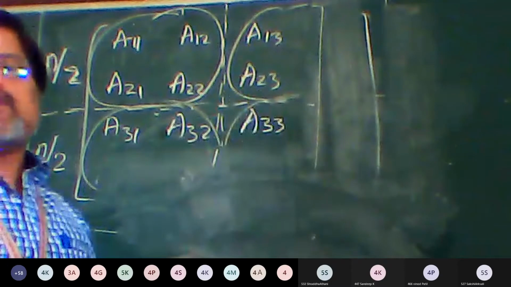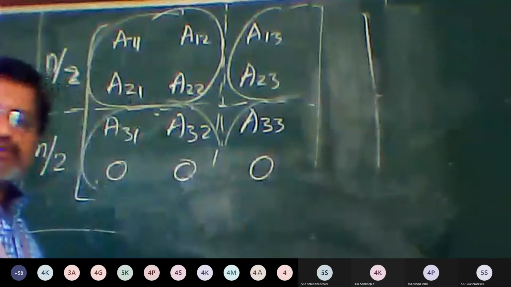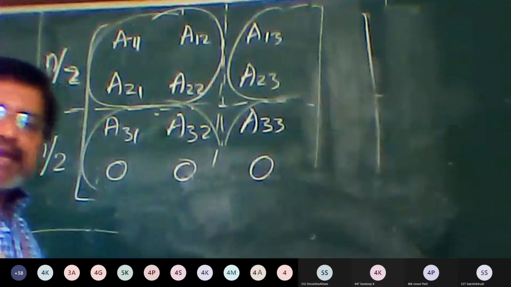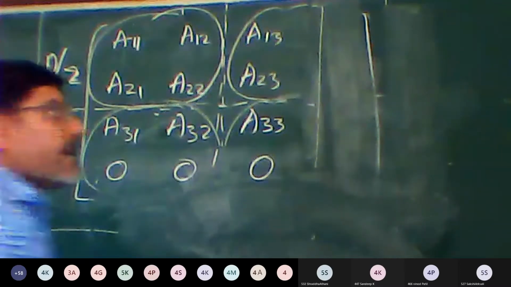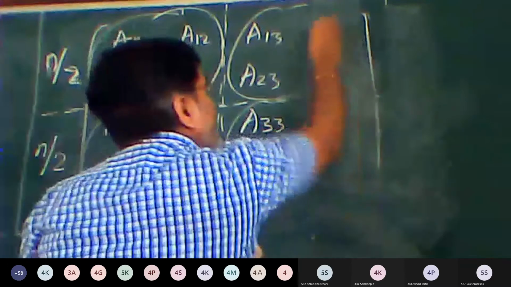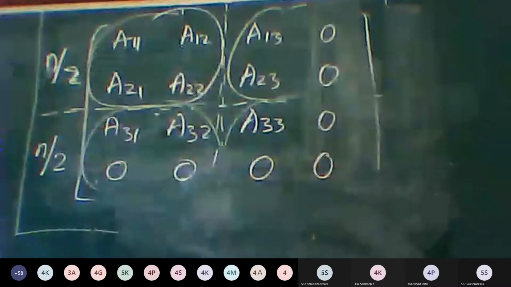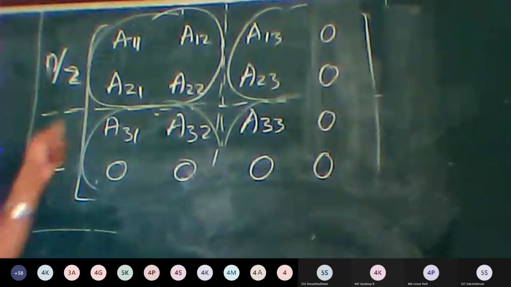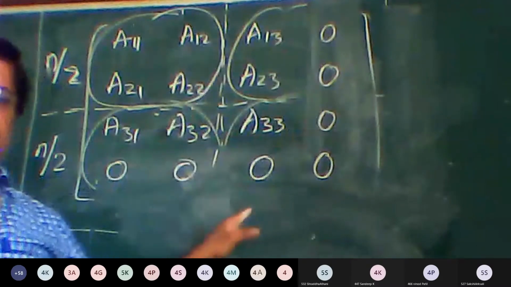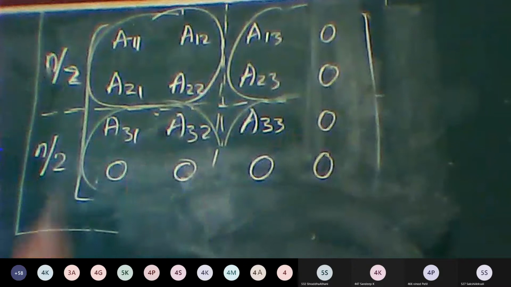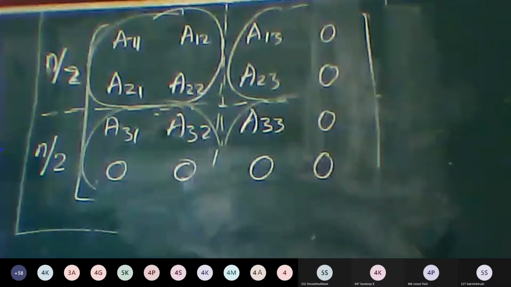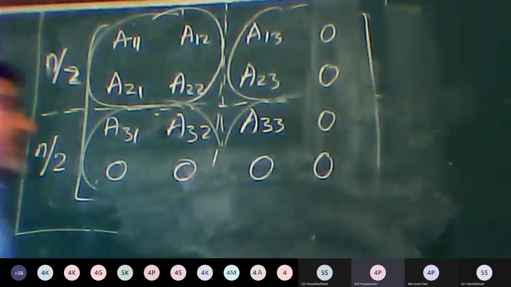If I add one more row containing zeros as the value, and I add one more column at the end containing zeros as the values, now look at the matrix. Tell me what is the order of this matrix? 4 cross 4.